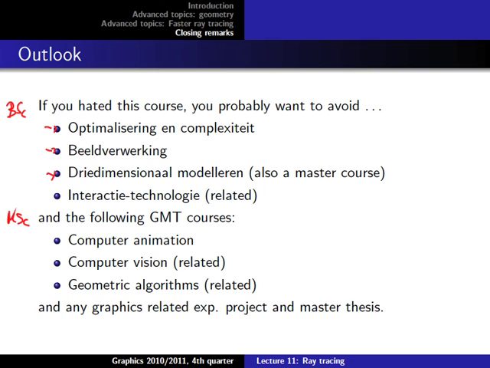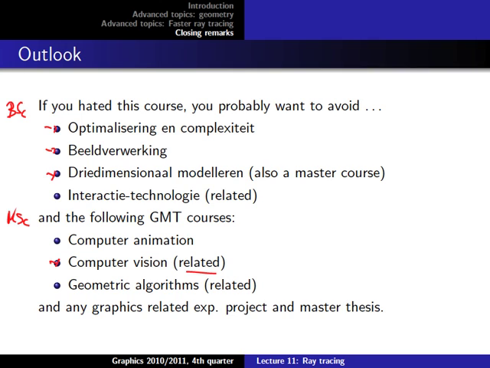Bildverwerking is of course quite related to graphics, although it is similar to computer vision, which is listed here and explicitly noted as related to graphics. You're not doing computer graphics in vision, but you do processing of existing images, whereas in graphics you do creation of realistic images. So it's basically just complementary. But nevertheless, if you liked computer graphics, you probably also like computer vision and Bildverwerking.